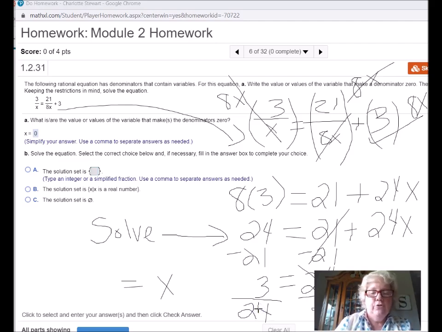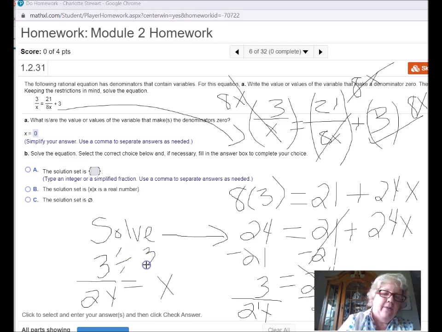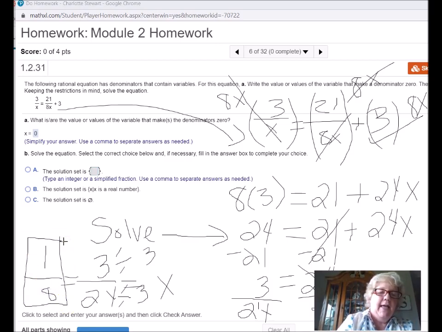Now always reduce your fractions. If you think about it, the fraction 3 over 24 is divisible by 3. If I divide the top number by 3, I get 1. 3 divided by 3. And if I divide that bottom number by 3, I get 8. This would be my reduced answer, and that's the answer I put in here for part B. I would type in the fraction 1/8.